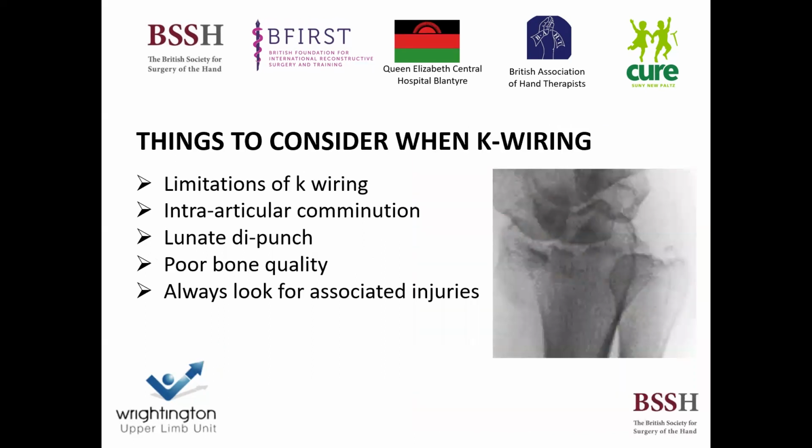Things to consider when K-wiring, the limitations of K-wiring. If you've got an intra-articular comminution, a lunate die punch, or poor bone quality, you need to consider whether you're doing the right thing with K-wiring. Sometimes there are limitations to K-wiring, particularly intra-articular fractures. You may struggle to reduce or even hold these fractures with a K-wire. And another factor I want to point out here is the associated injuries with distal radius fractures.